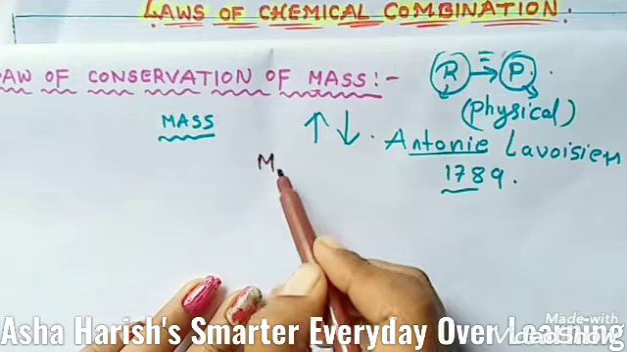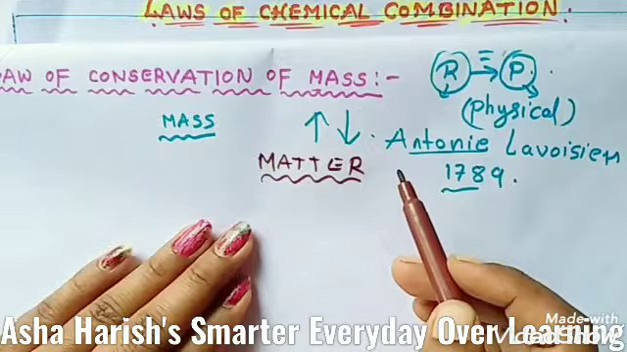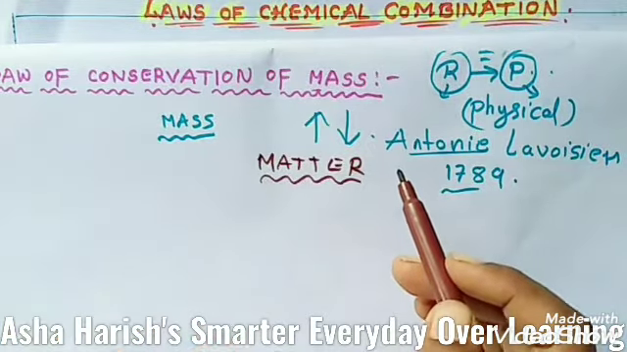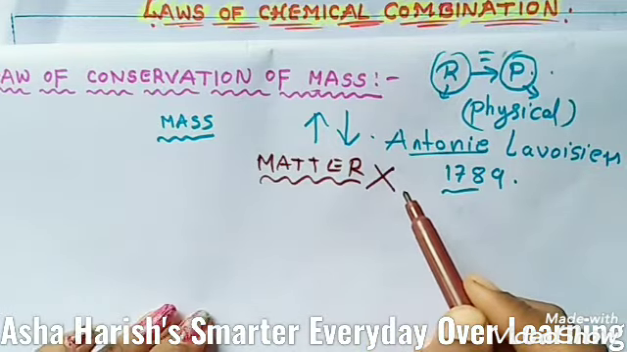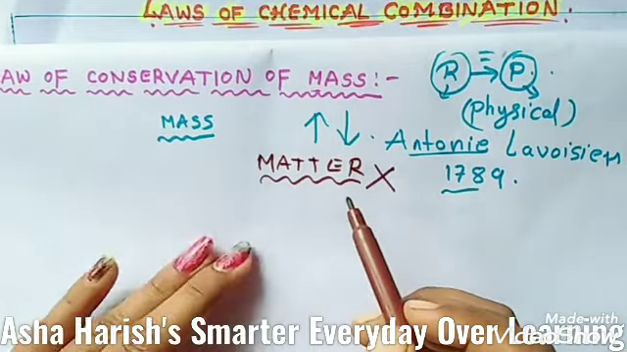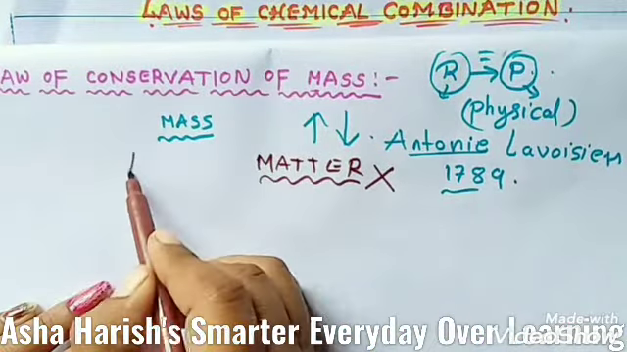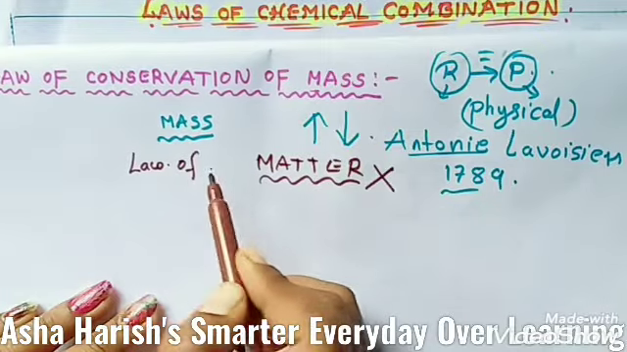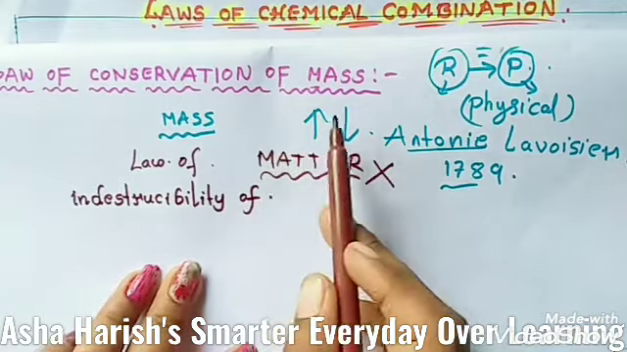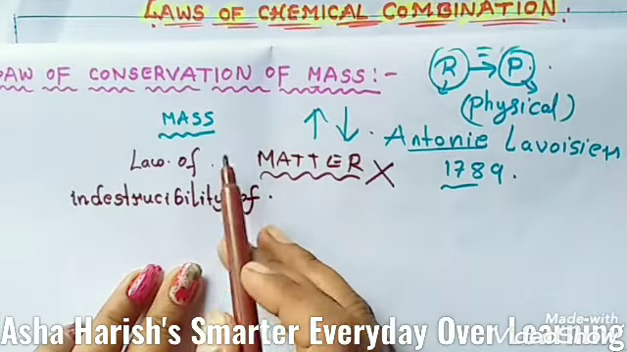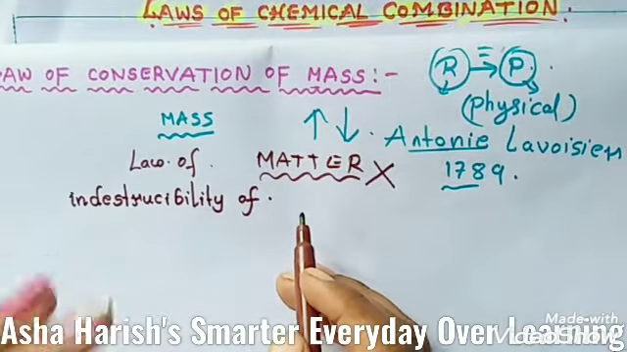In other words, matter, which you know is anything that occupies some space and has mass, can neither be created nor destroyed. That means we cannot create matter and we cannot destroy matter. Hence, this law of conservation of mass is also called the law of indestructibility of matter. Now, some experiments illustrate the truth of this law.